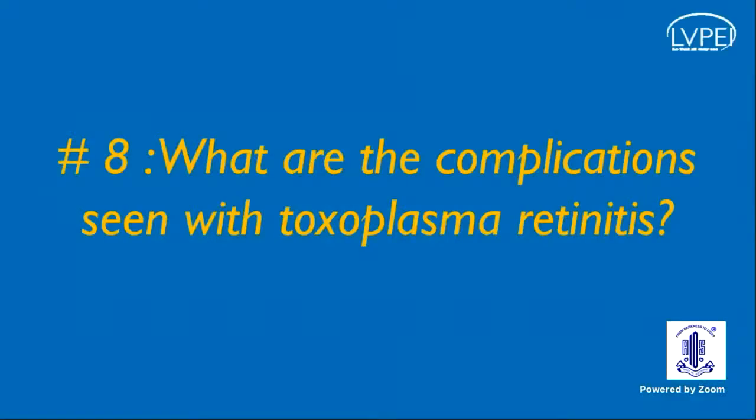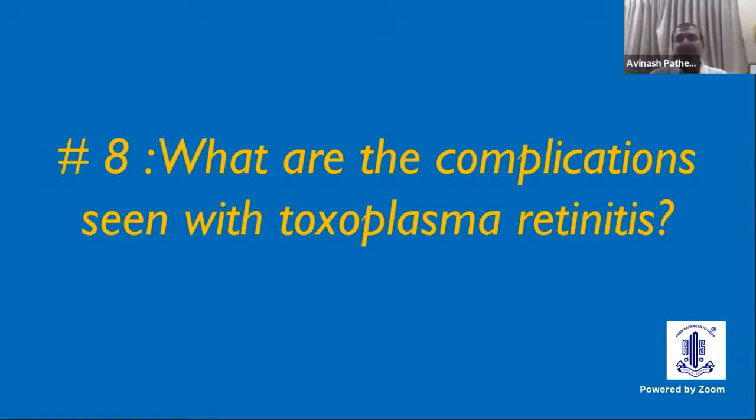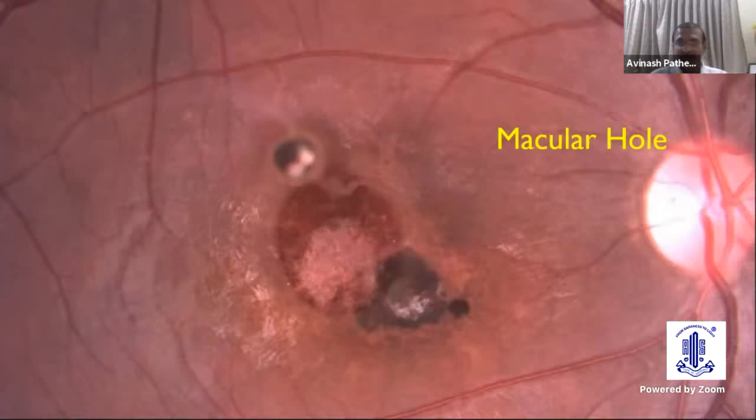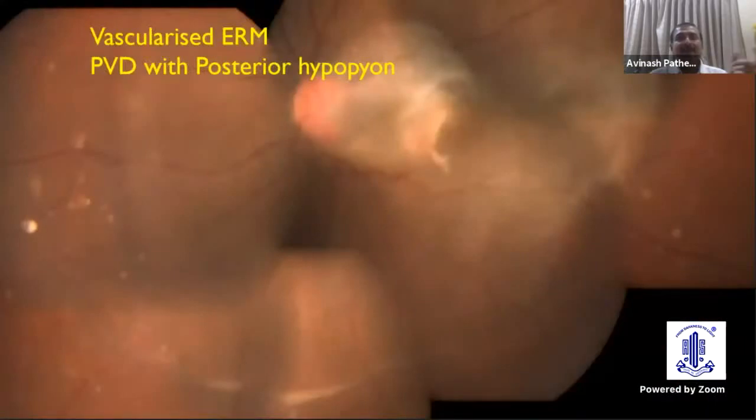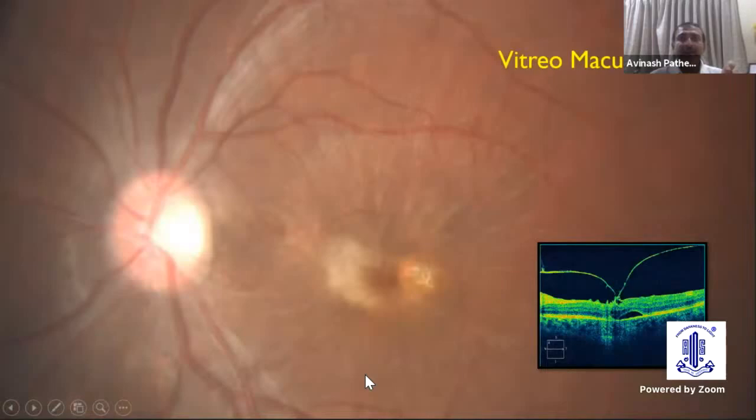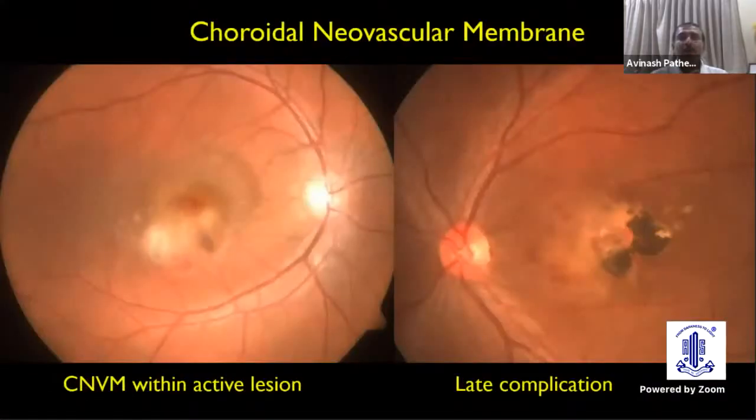One minute left. So what are the complications seen with toxoplasma retinitis? Let me mention the 4 macular complications. First, macular hole, like the one we can see here, not very common, rare. Second, vascularized epiretinal membrane, the one which you can see here, and in this patient we can very beautifully see the posterior hypopyon. Third is vitreomacular traction. And fourth is the choroidal neovascular membrane.